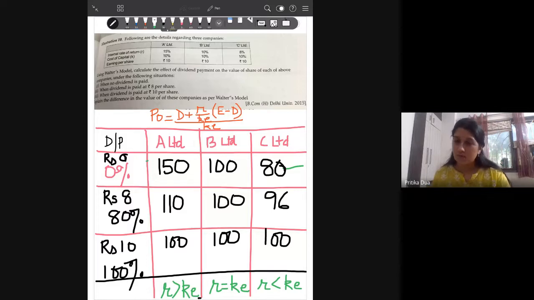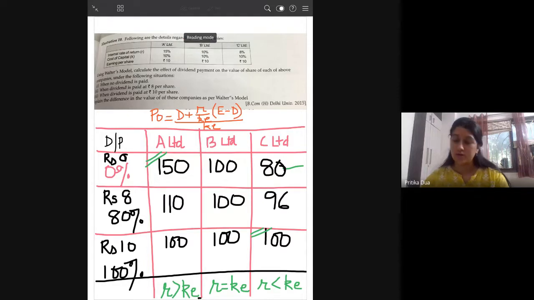Then B Limited is a normal firm, at any dividend payout ratio the value of the share remains the same, whereas C Limited is a declining firm, so the more you distribute, the higher will be the value of the firm, which means it is at 100% dividend payout ratio that you get the highest price for the share. I hope this is clear to everyone. We move to another question.